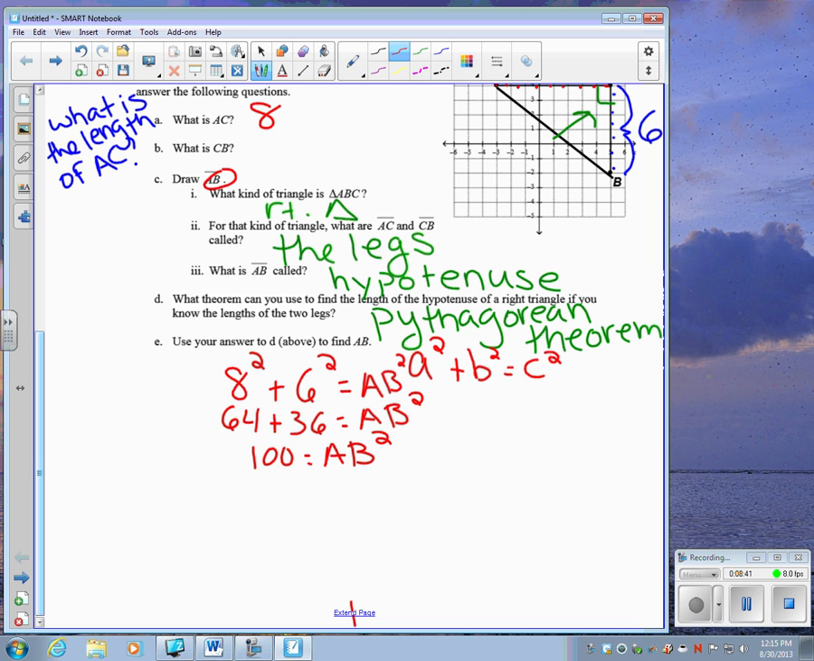All right. Now from here, remember, if AB is squared, to undo it, we're going to take the square root. And the square root of 100 is 10. So that tells us that AB has a length of 10. Let's move on.